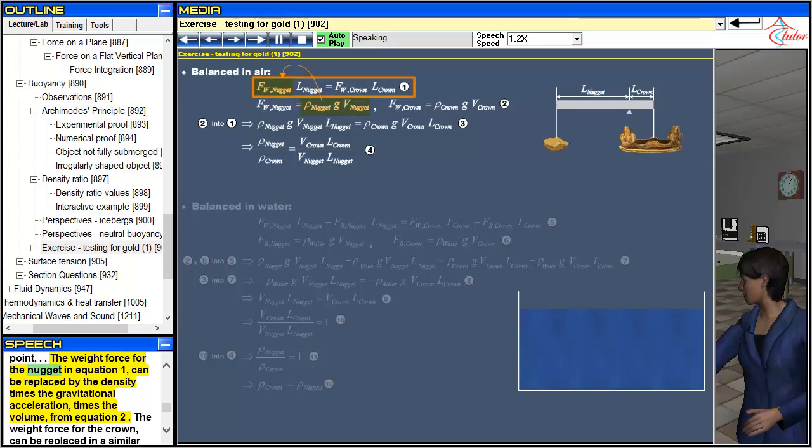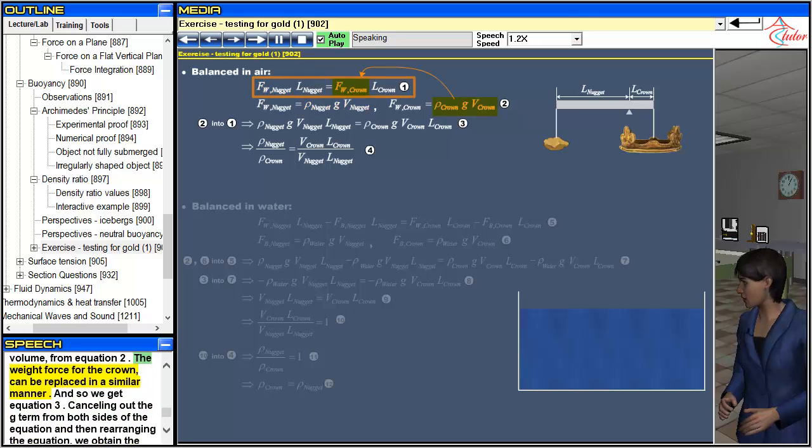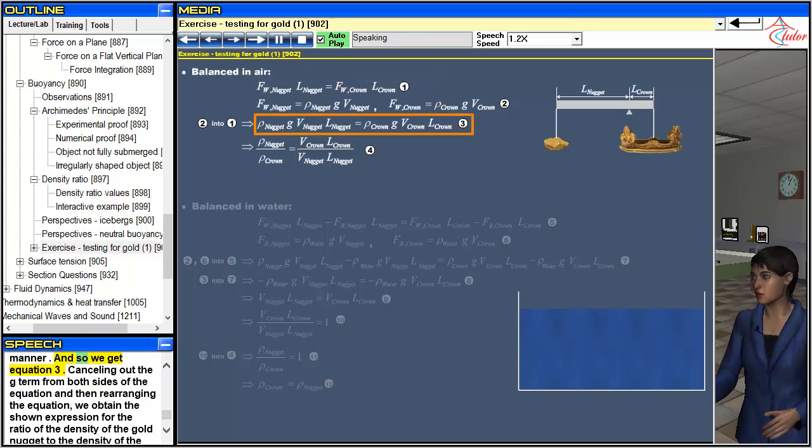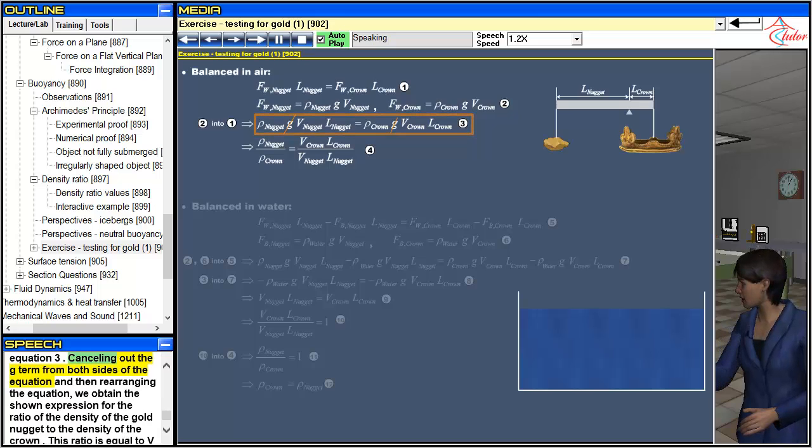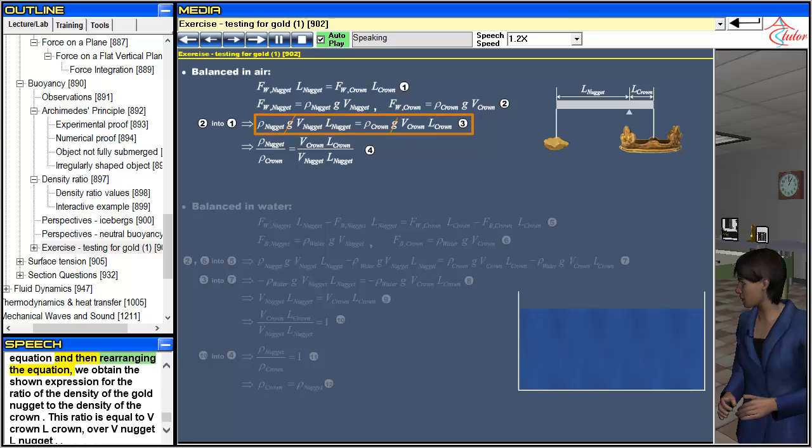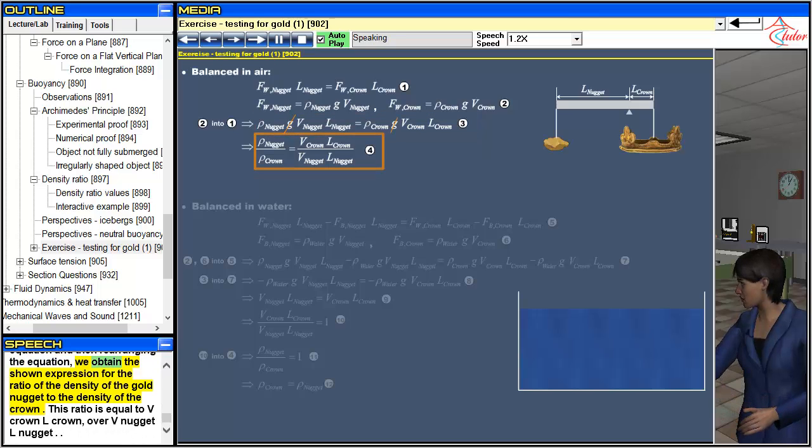The weight force for the nugget in equation 1 can be replaced by the density times the gravitational acceleration times the volume from equation 2. The weight force for the crown can be replaced in a similar manner. And so we get equation 3, cancelling out the g term from both sides of the equation. And then rearranging the equation, we obtain the shown expression for the ratio of the density of the gold nugget to the density of the crown. This ratio is equal to V crown L crown over V nugget L nugget.